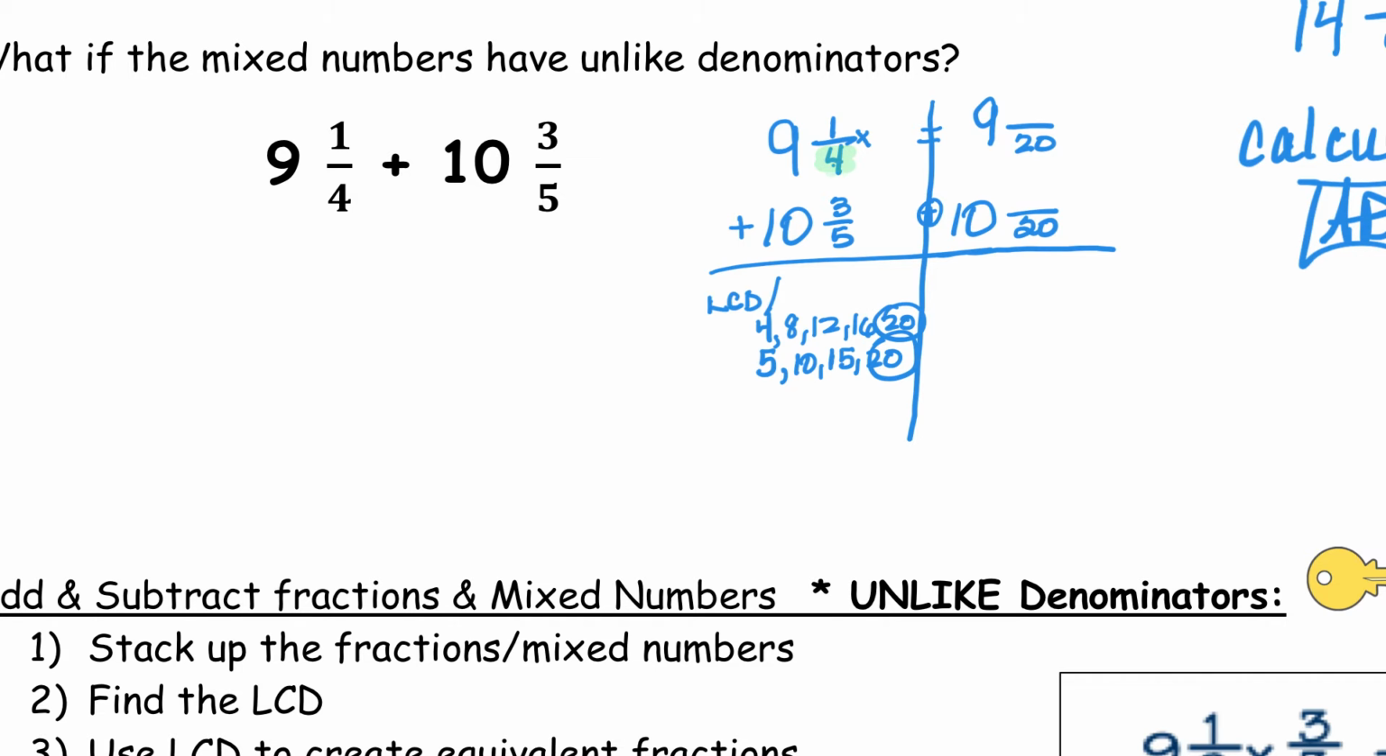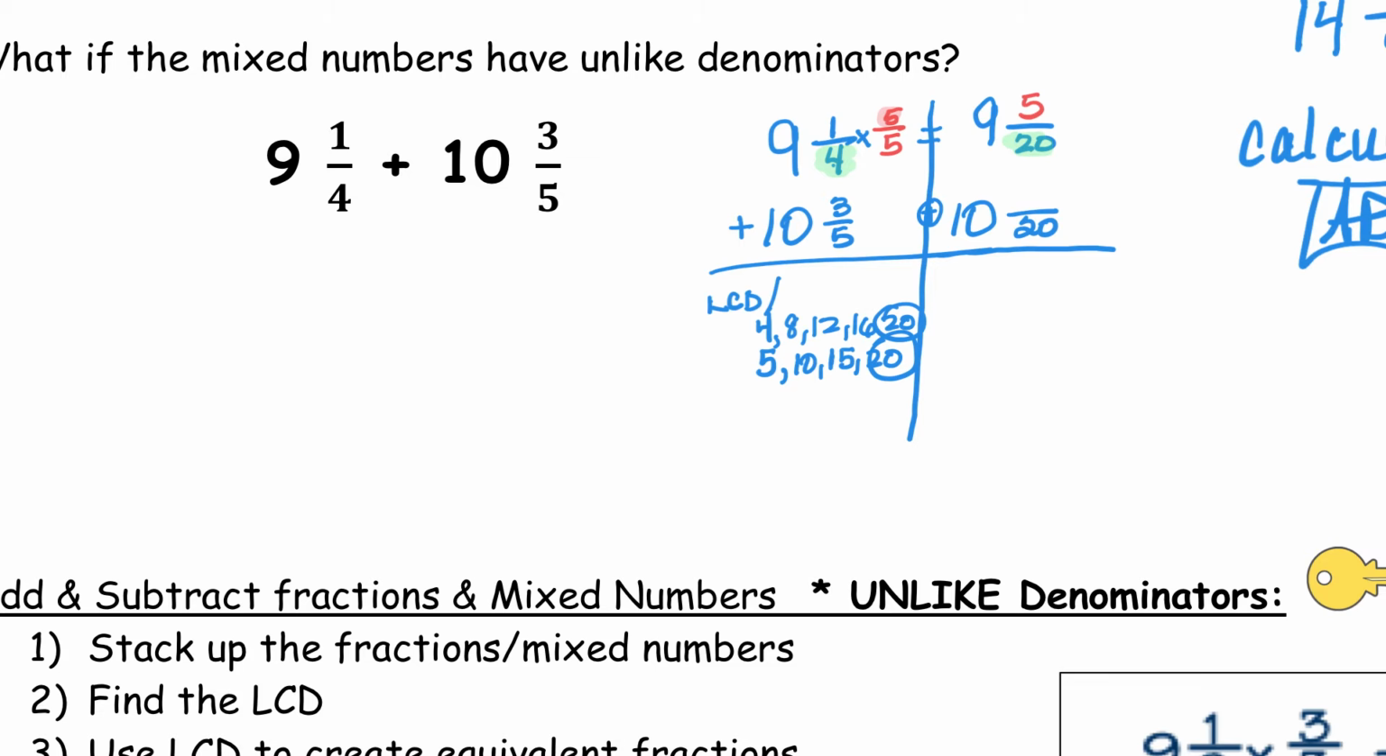So 4 goes into, so now a couple of ways to do this. How many times does 4 go into 20? 4 goes into 20 5 times. So I'm going to multiply the numerator and the denominator by 5 over 5. So 4 times 5 is 20, 5 times 1 is 5. So 9 1/4 is going to be written as 9 5/20.